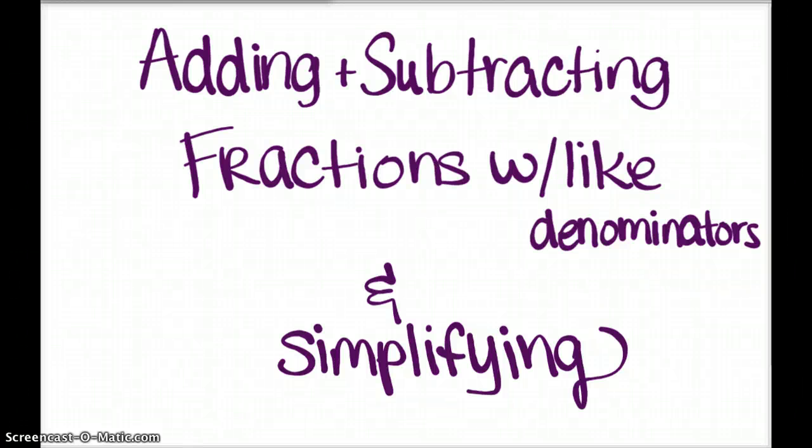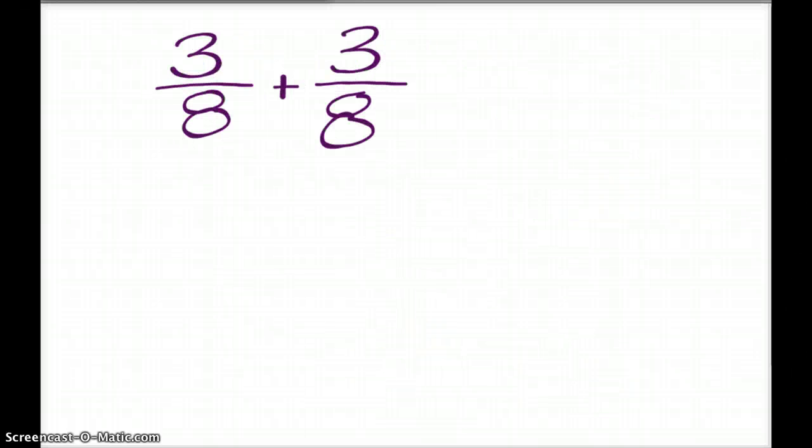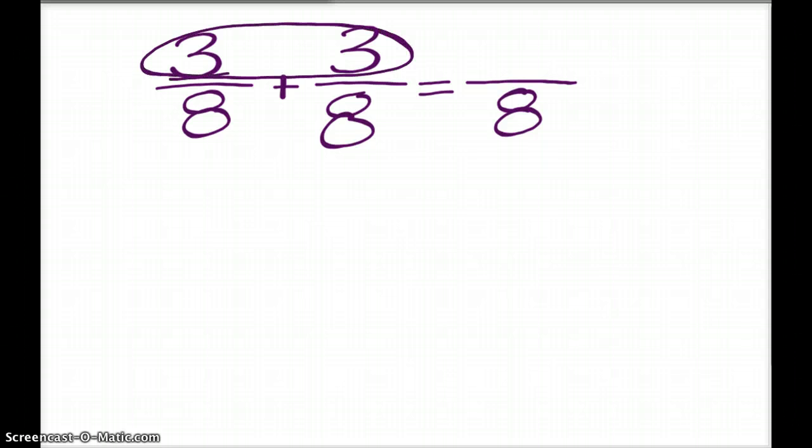Alright, so today we're going to just review adding and subtracting fractions with like denominators and then simplifying our answers. So let's look at an example. 3/8 plus 3/8. Remember, we are not going to add our denominators. So our denominator is going to remain eighths. We're going to then add our numerators, which will give us 6/8. But 6/8 is not in simplest form.